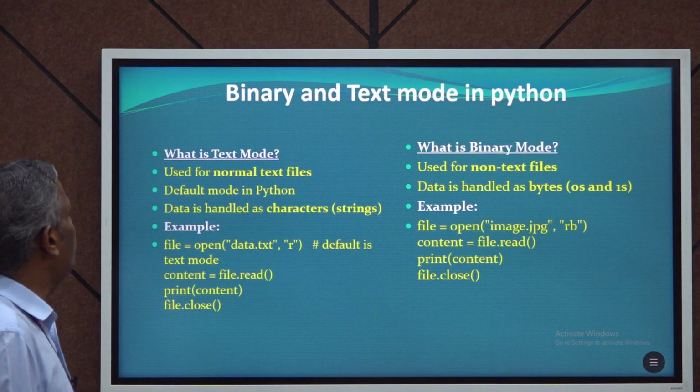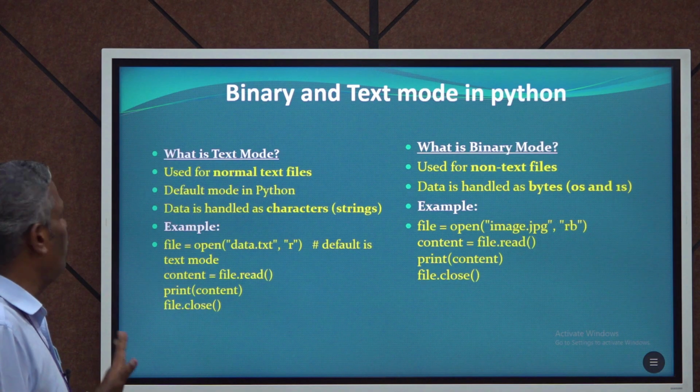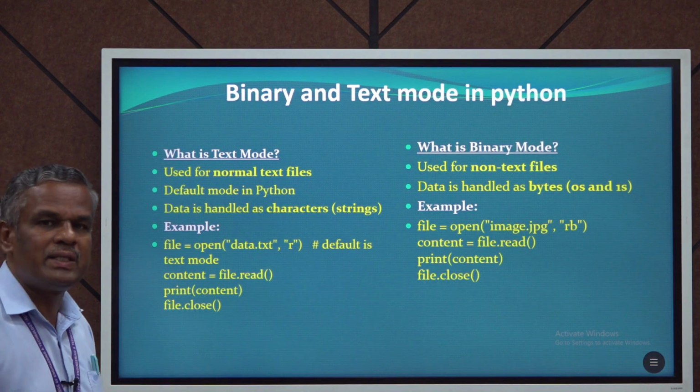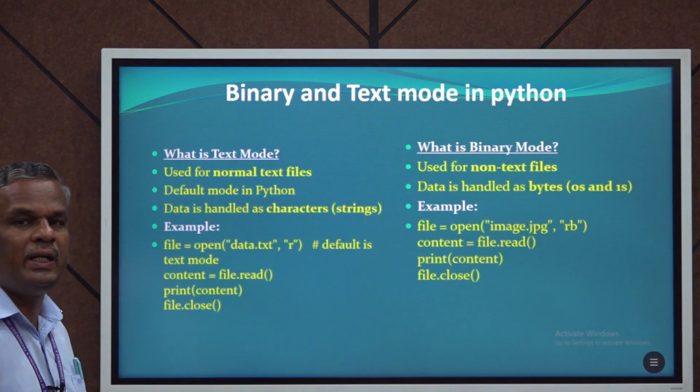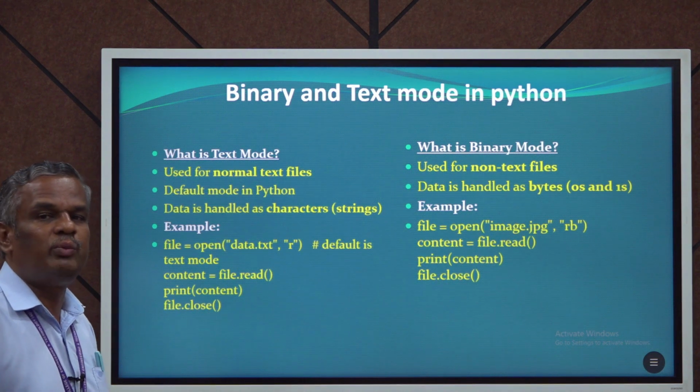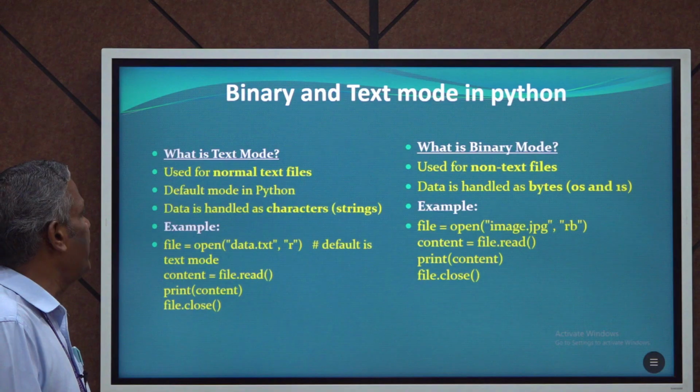So w we already discussed, if you give w it will erase the old data. So binary and text mode in Python. What is the difference between text mode and binary mode? Normally what we have discussed is text mode. The default mode is the text mode. If you want to handle any non-text file, for example an image, we have to use binary mode.